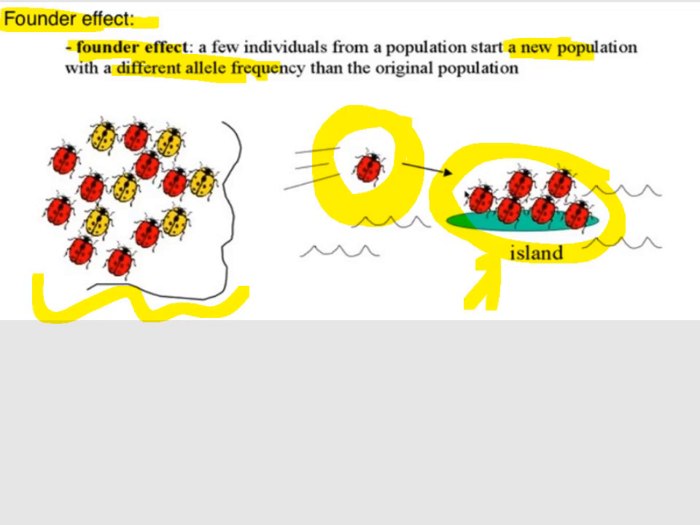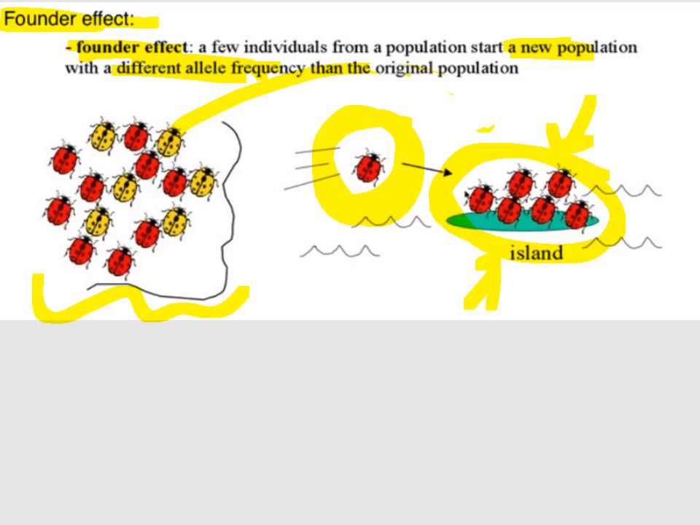The fortunate thing in this particular example is that if we want to add some genetic variety to this island, and we want to make this population have it stronger, we could always bring over a yellow ladybug and add to the genetic variety and make it stronger. But that just doesn't always happen in nature, so if we wanted to make it happen, we could.